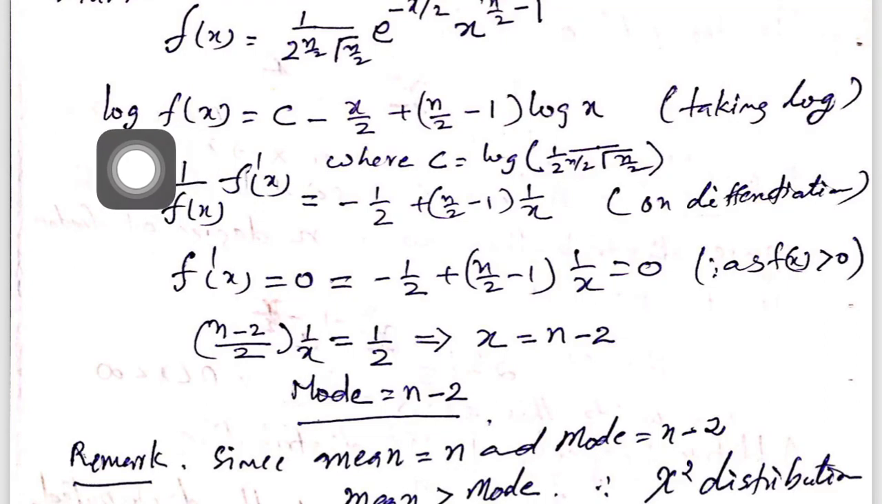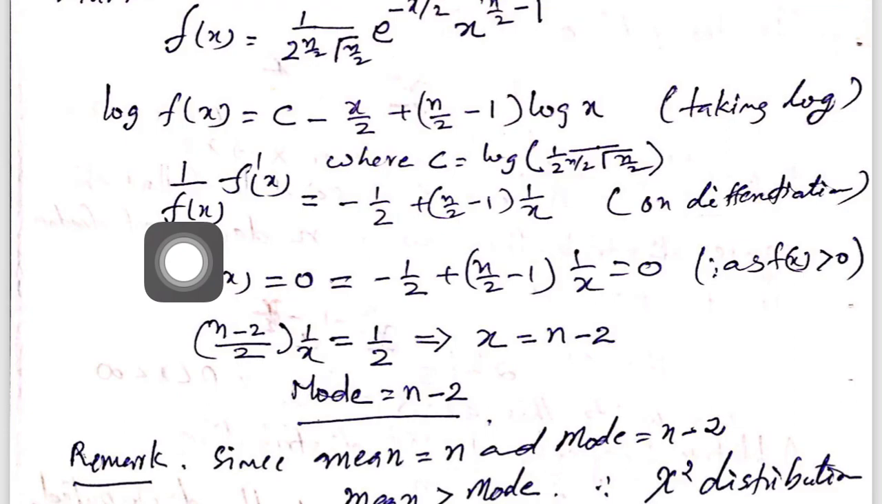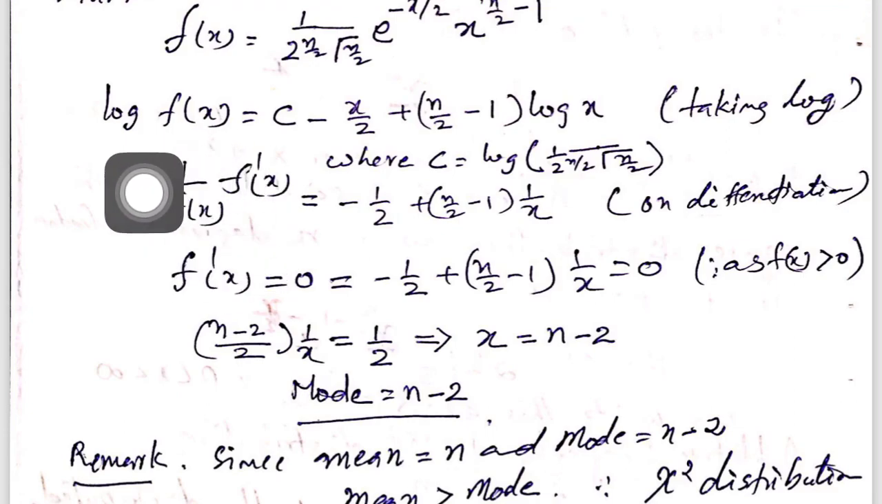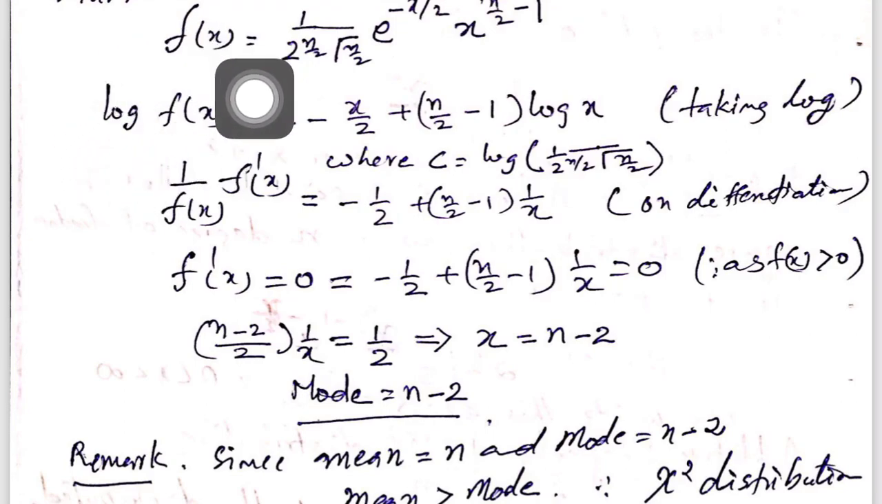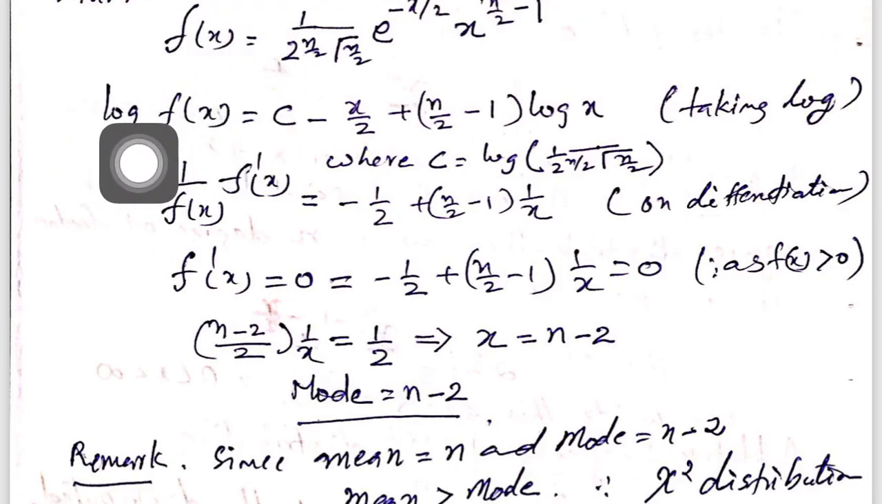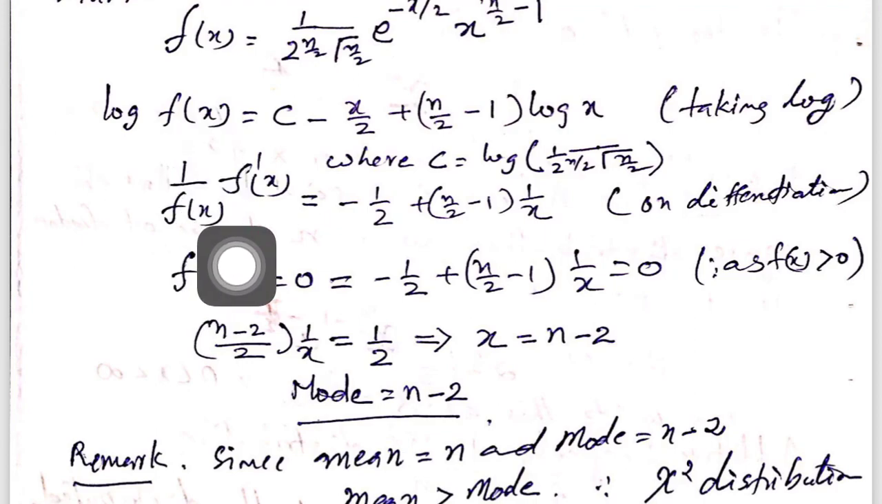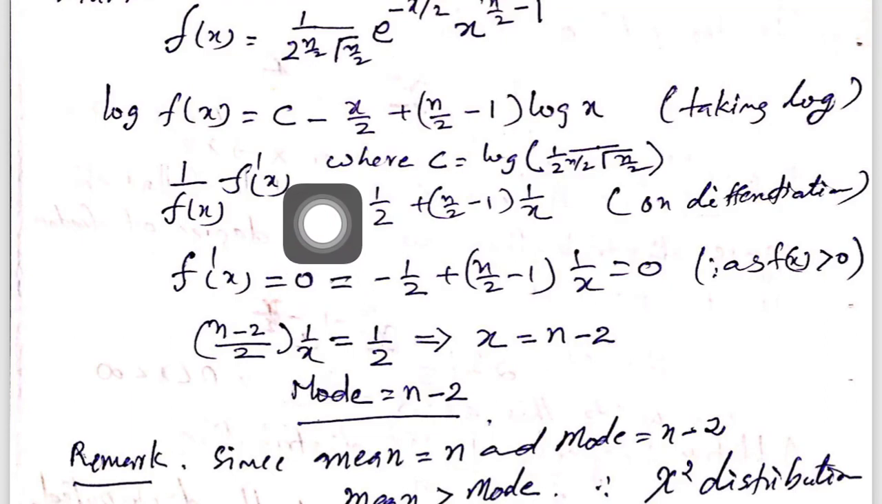When you differentiate this log of f of x, what is the thing? It is equal to 1 by f of x into differential of f of x. That is the definition, the differential of log of a function of x. Okay, so it is 1 by f of x into d by dx of f of x. That is f dash x equal to the differentiated expression.